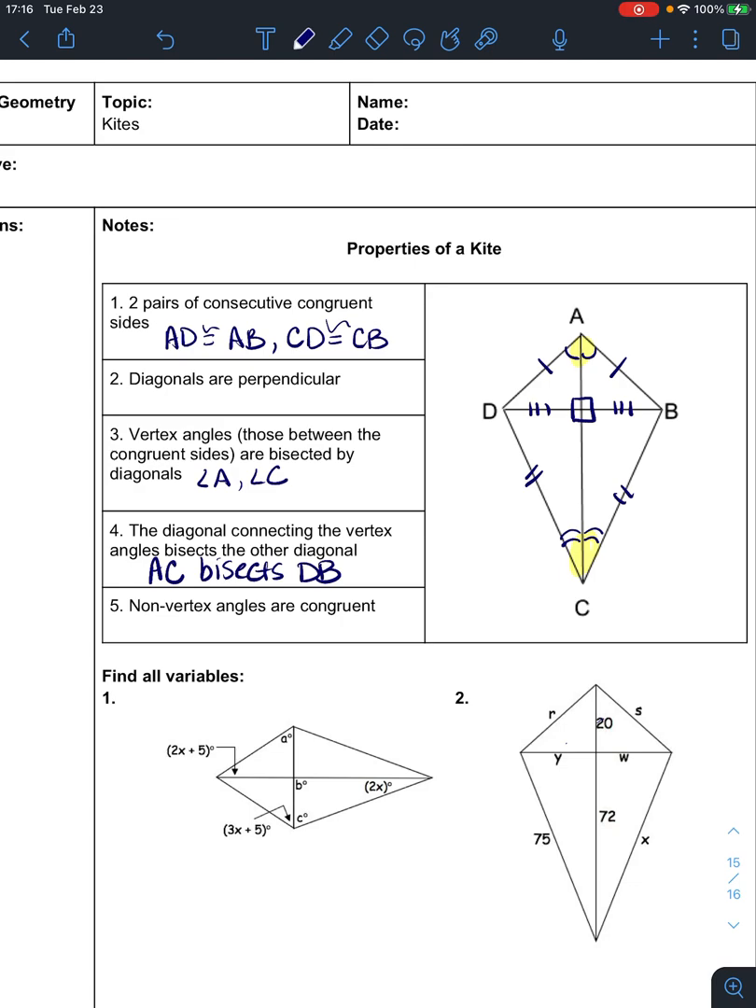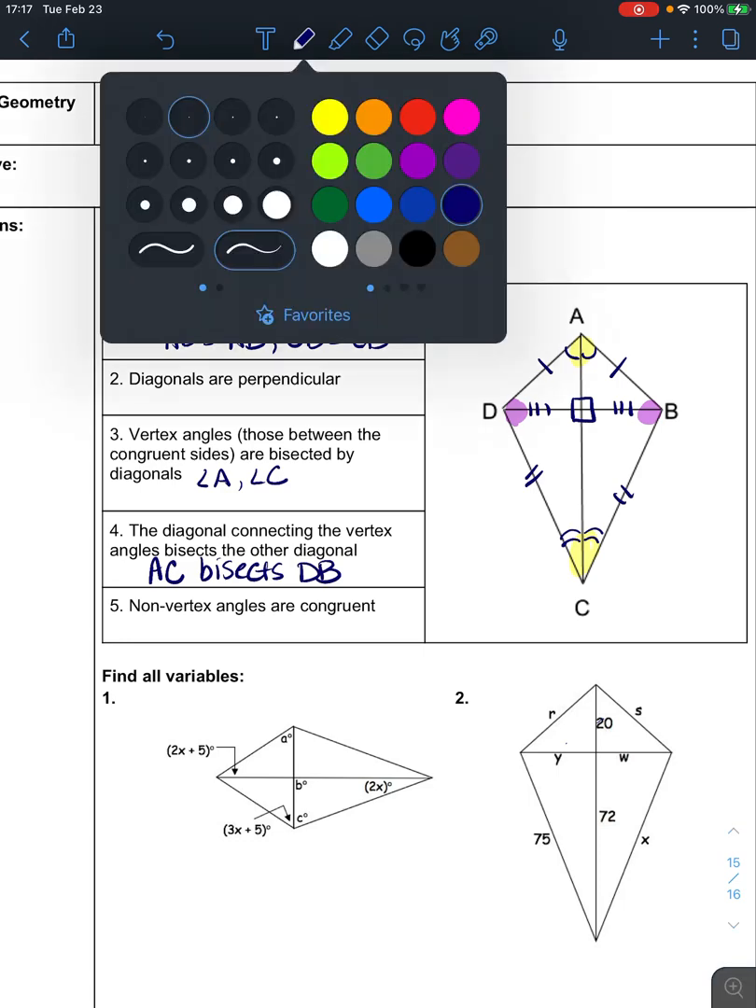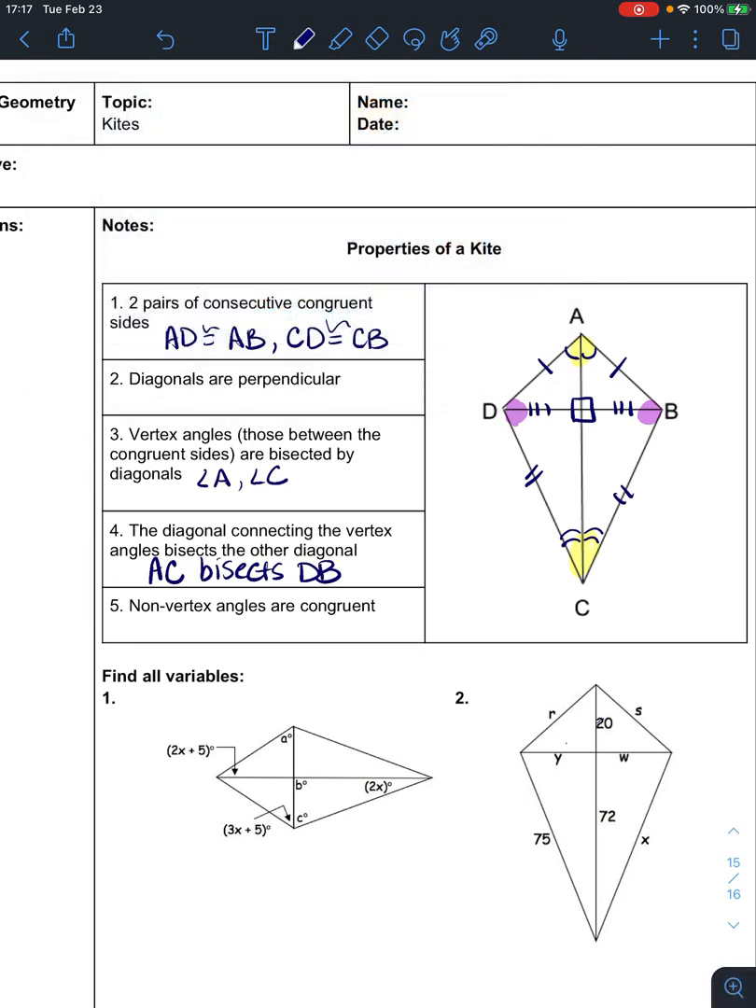And then the non-vertex angles are congruent. The non-vertex angles are D and B, and they are congruent to each other. So I will mark those with three little marks. So those are congruent to each other. Now notice they're not bisected. So this is angle D is congruent to angle B in this picture. Those are not bisected. So one gets bisected and one is congruent.